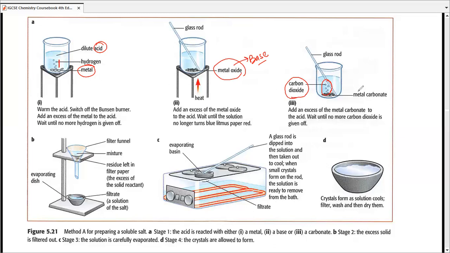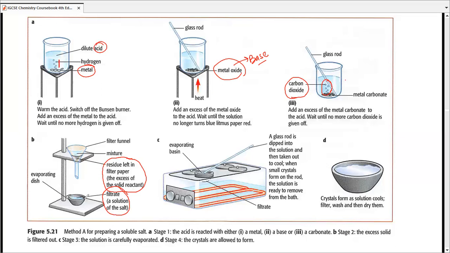All these three bifurcations are actually trying to produce for us the salt that we require. So this is all stage one. Moving on to stage two, we filter out the excess solid. That's why we initially put the excess solid. The excess solid is going to be left as the residue on top of the filter paper, and the filtrate will be a saturated solution of salt and water.